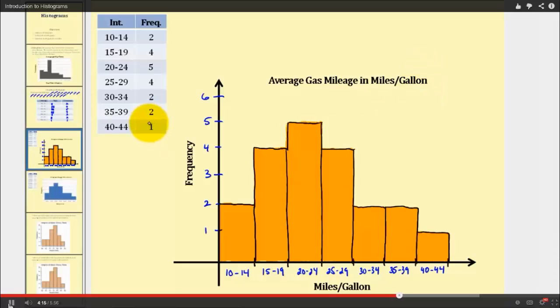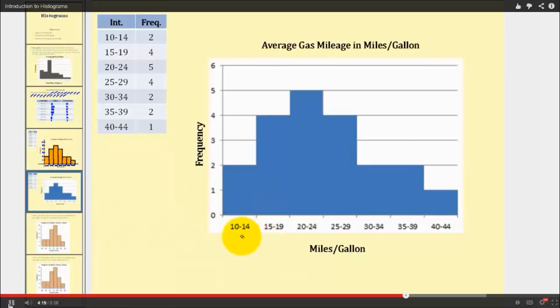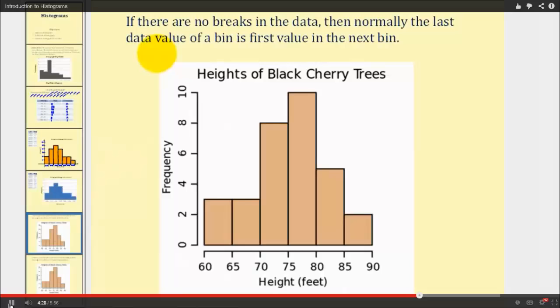I went ahead and created the same histogram using some software with the same results. This histogram was made with Excel. There is one more thing I'd like to mention before we go. If there are no breaks in the data, then normally the last data value of a bin is the first value in the next bin.